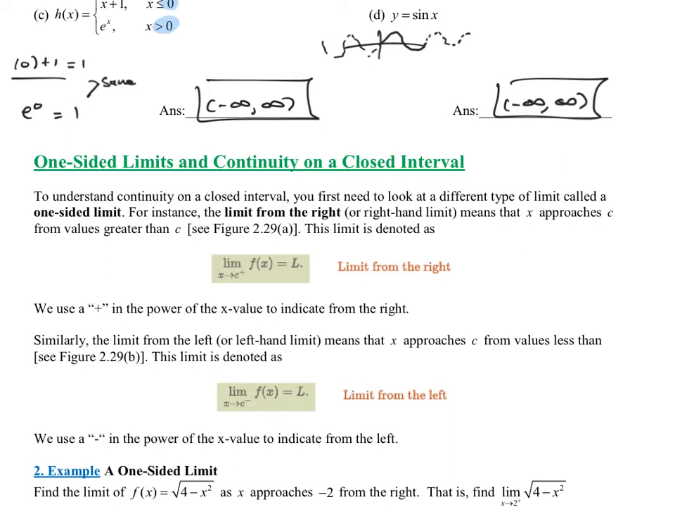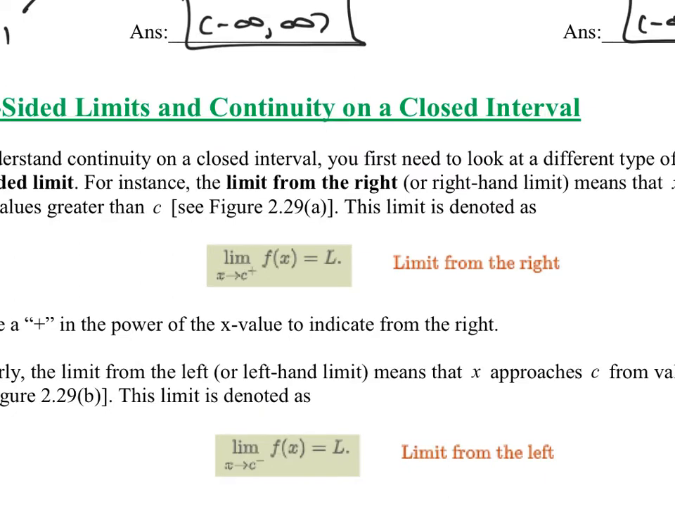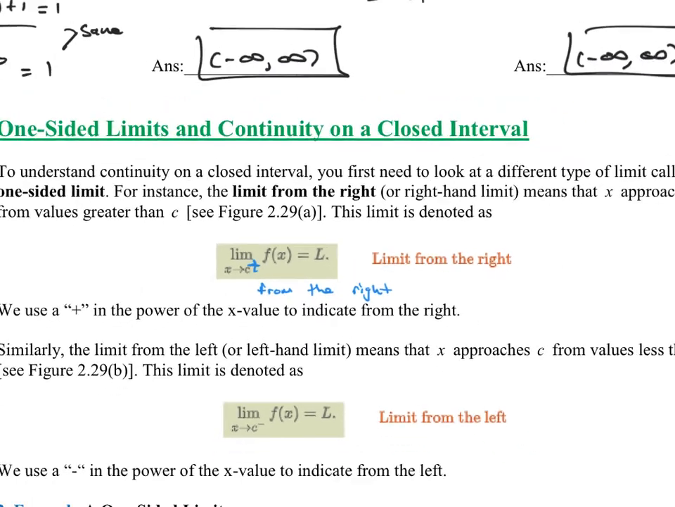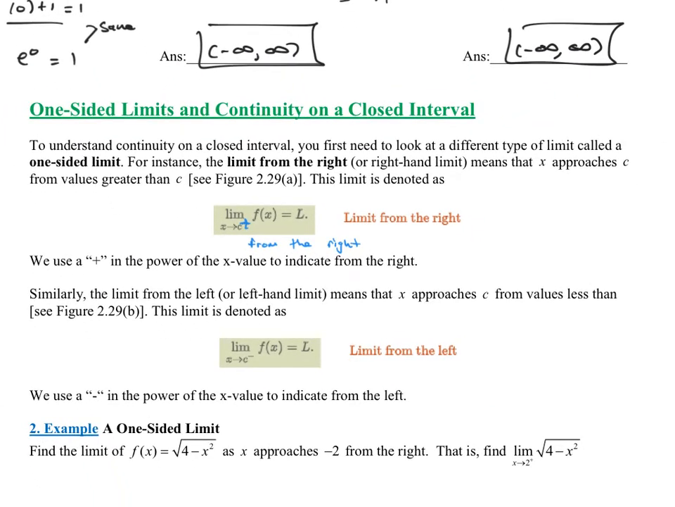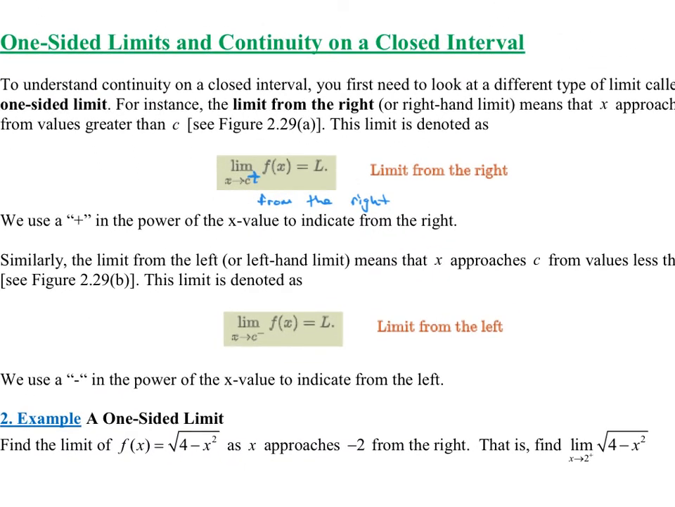For instance, the limit from the right, or right-handed limit, means that x approaches c from values greater than c. This is denoted by the limit as x approaches c plus. The only thing new here is this little positive sign. Anytime you see this little positive sign, that just means from the right. And then the next one says, similarly, the limit from the left, or the left-handed limit. So what do we have for notation for that? You have a little negative sign on the c. This just means from the left.